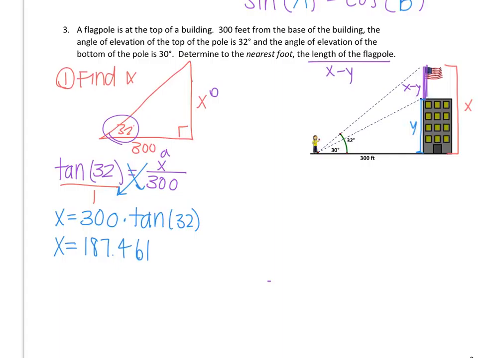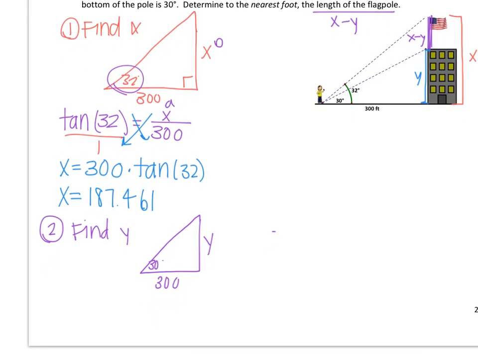I'm not going to round just yet. If we round too early, then our final answer would be wrong. So then step 2 is going to be to find y. And again, we're going to redraw the picture because sometimes it's helpful. Our right side is y, our base is 300, and this time we have an angle of elevation to the top of the building of 30 degrees. So same process, circle the angle, label the sides.